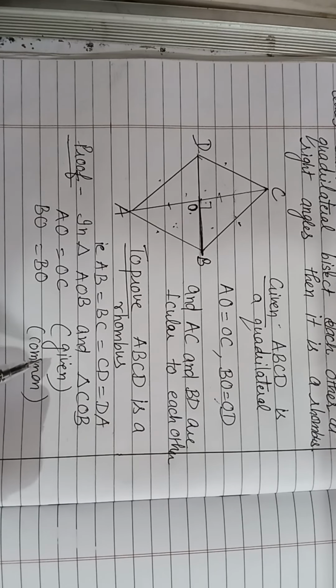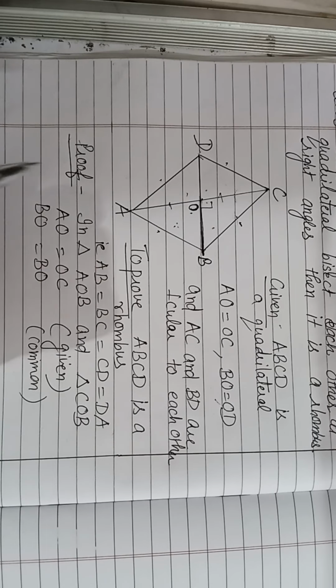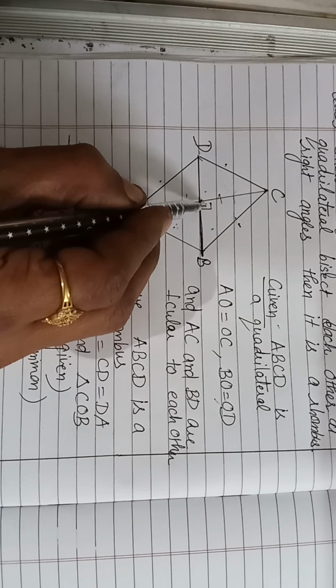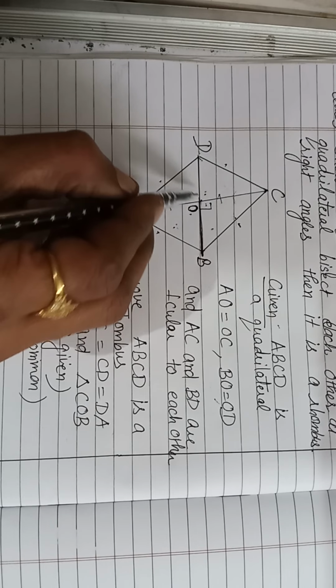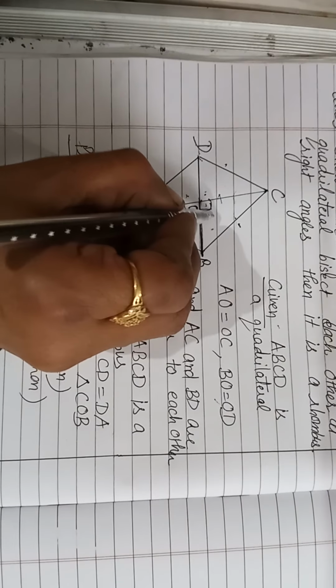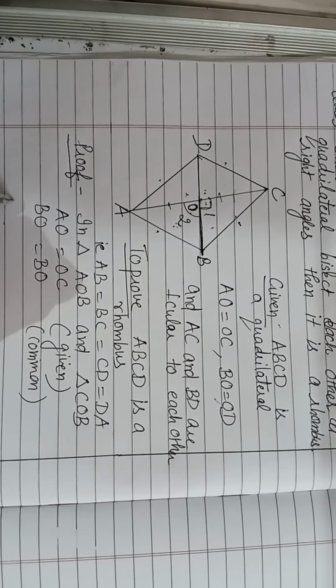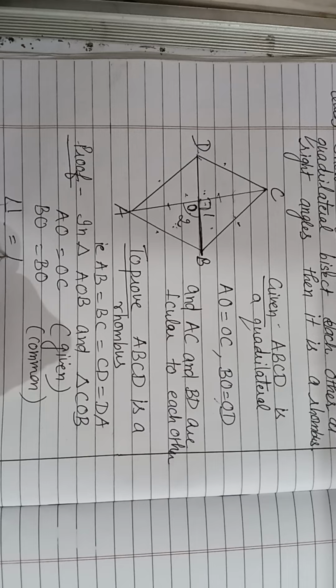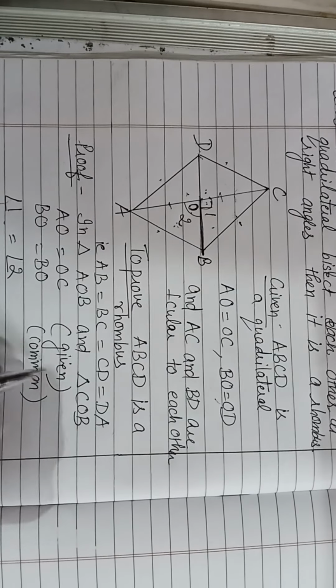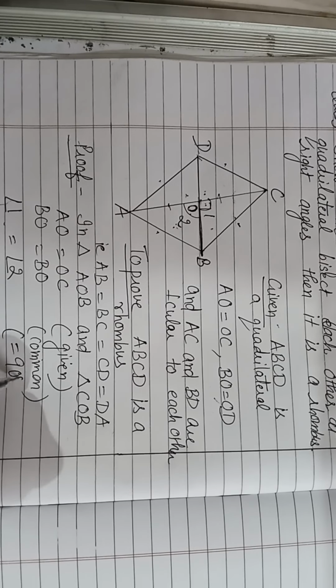Every time you have to give reasons, so don't forget that. And third thing, I already told you, when two diagonals intersect, they intersect each other at right angle. So this angle is 90, this angle is 90. So you can name them as 1 and 2. That will make your work easier. But don't forget to show angle 1 and 2 in the diagram. So angle 1 and 2 are each equal to 90.